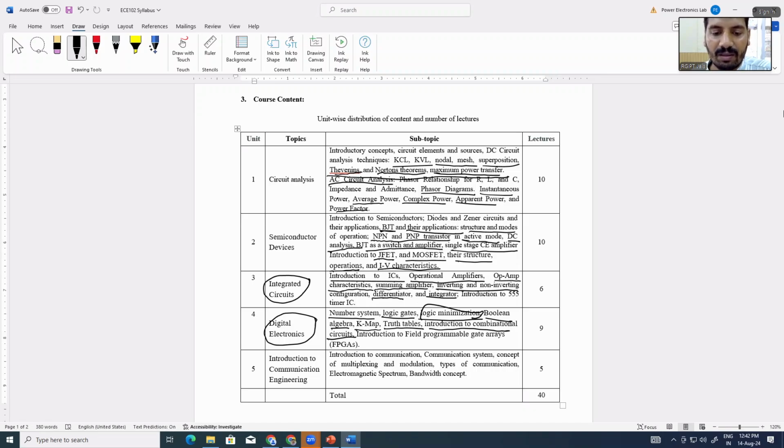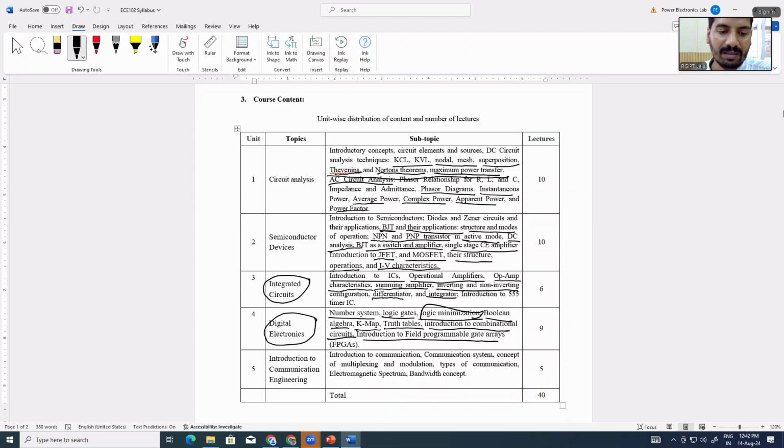Then introduction to field programmable gate array, that is FPGA. So introduction to FPGA is the last topic in this course that you have to study, and you will have a basic fundamental understanding about FPGA, which is more or less related to microcontrollers.